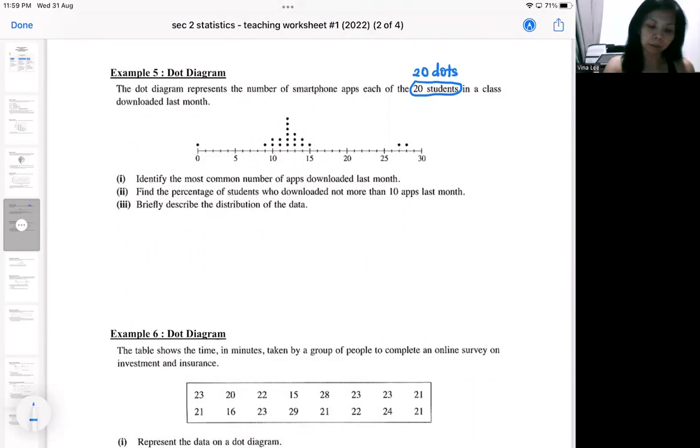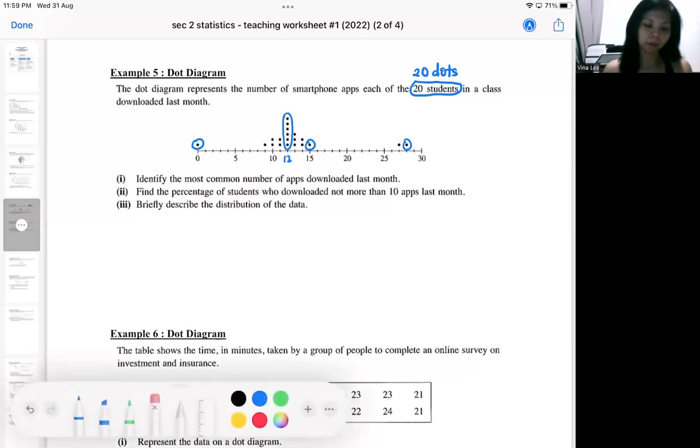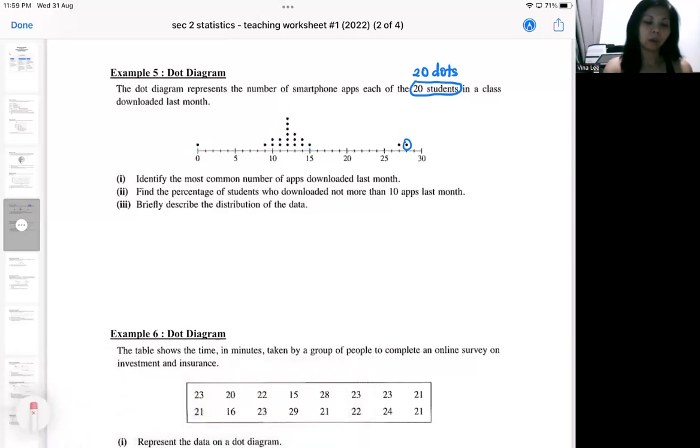For example, there's one student who didn't download any apps. Then there's one student who downloaded 28 apps, and another student here who downloaded 15 apps. Here, this is 12, so you can count how many students downloaded 12 apps. That's how we interpret the dot diagram. Essentially, one dot is one student in this situation, and you should be able to read off how many students downloaded how many apps.